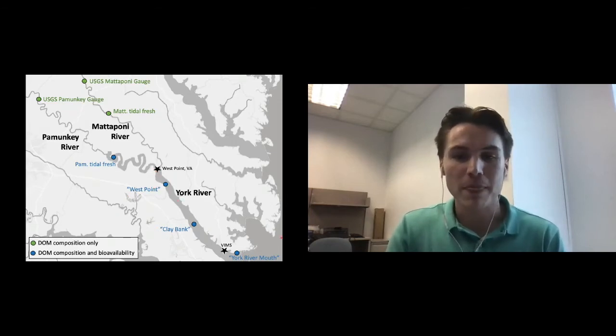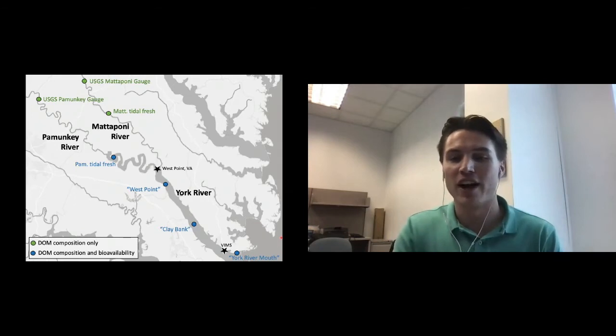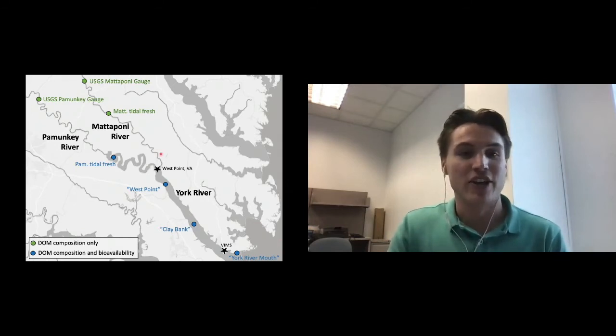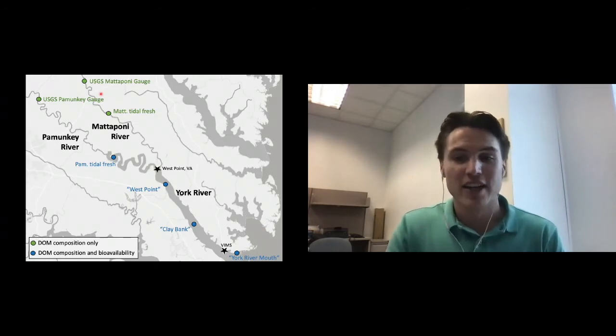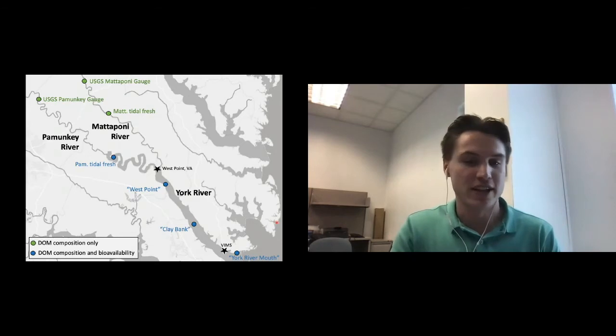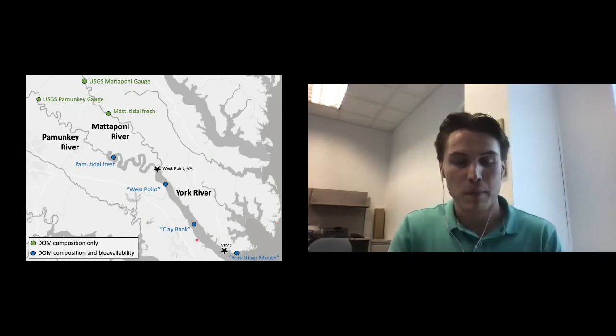And I would like to note before moving on that stations in the green were only considered for DOM composition, so we could tease out the watershed contributions to the main stem of the York River, whereas the blue stations were considered for both composition and bioavailability.